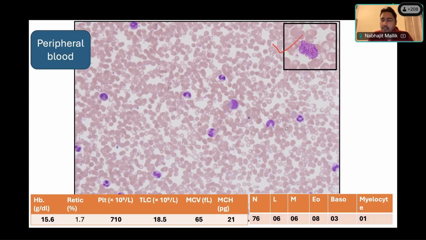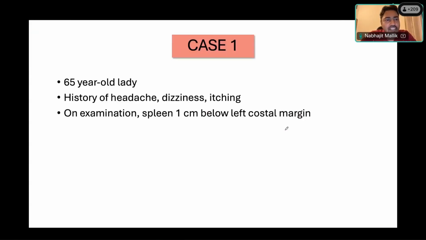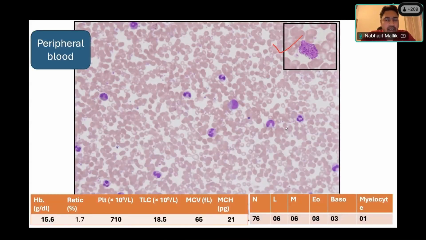Right. So Bigrai, as we noted, we have an increase in platelets, an increase in TLC, and hemoglobin of 15.6. We have some myelocytes, some metamyelocytes. The history was of a 65-year-old lady with a history of headache and dizziness. So what do you do now? So basically, in hematology, most cases you'll get some history and peripheral blood, and then you'll have to decide what you do ahead. So what do you want to do now? Do you have any idea what we might be looking at here, and what do you want to do ahead?